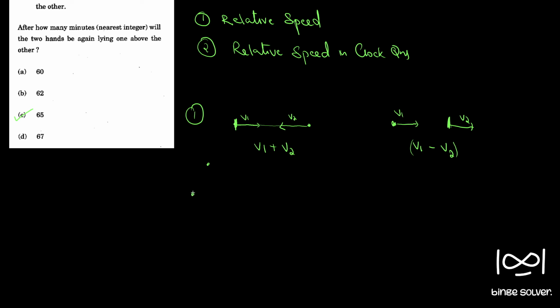Say point A and point B are 100 kilometers apart, and a car from A is moving towards B at 30 kilometers per hour, and a car from B is moving towards A at, say, 20 kilometers per hour. If the question asks at what time both these cars meet, then we can use the relative speed concept.